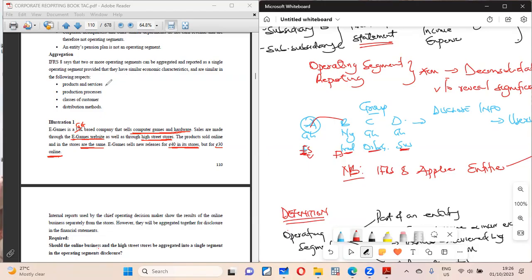Do you remember these? These are the bases. Is the product and the service the same? Is it similar in economic characteristics? And is it similar in these ways? Is the product the same? The game is the same, right? True or false? Whether the store or the online, the product is the same.